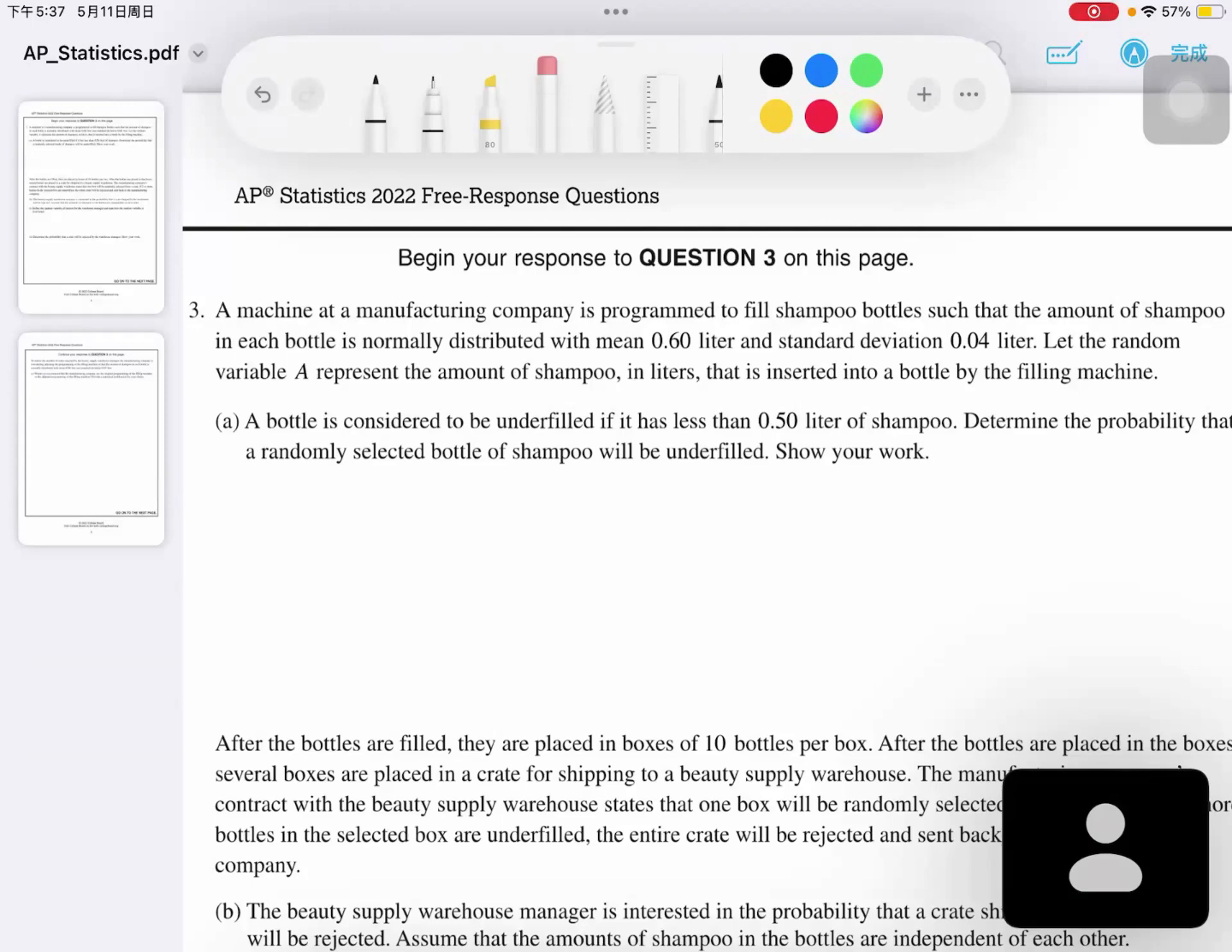Good morning. Today we're going to solve problem 3 of AP Statistics 2022. Let's read the context and see if we can find any key information. It tells us that a machine at the company is programmed to fill shampoo bottles such that the amount of shampoo in each bottle is normally distributed. What is normally distributed? It means that it follows the normal distribution.